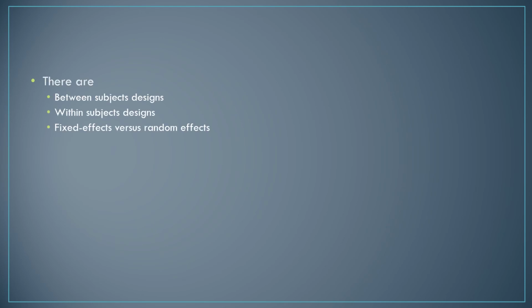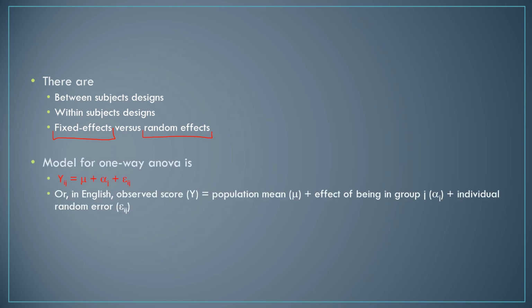Even within a single factor one-way ANOVA design, there are some differences in the designs that could be used. You could have a between subjects design, a within subjects design, and you can switch up which of your effects are fixed, so you fix them to a term, and which are random, where they're left to be calculated based off of your data. So you just have to be aware of what type of one-way ANOVA design is being used.